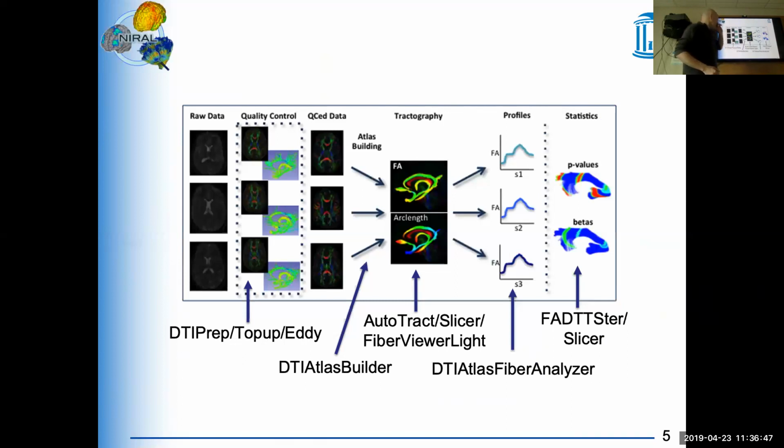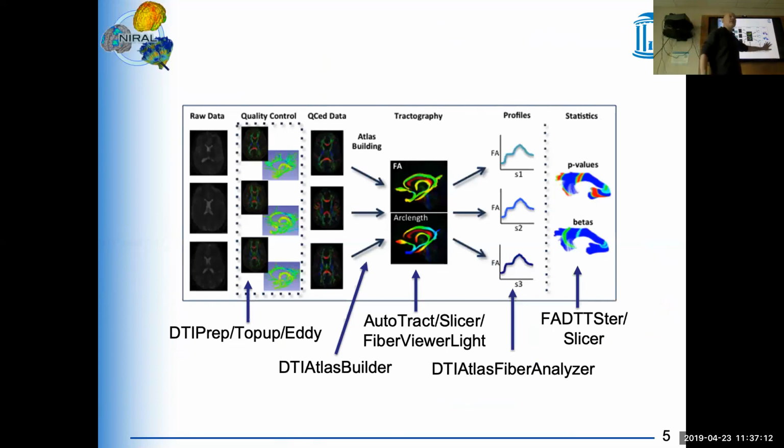Then we do the tractography. We do the tractography using AutoTrack. That's a new tool that we developed in the last year, as well as then cleaning up the tracks using Slicer or FiberViewerLight. And the extraction of the profiles is done with DTI Atlas Fiber Analyzer, and the analysis is with a tool we call FADTTS.